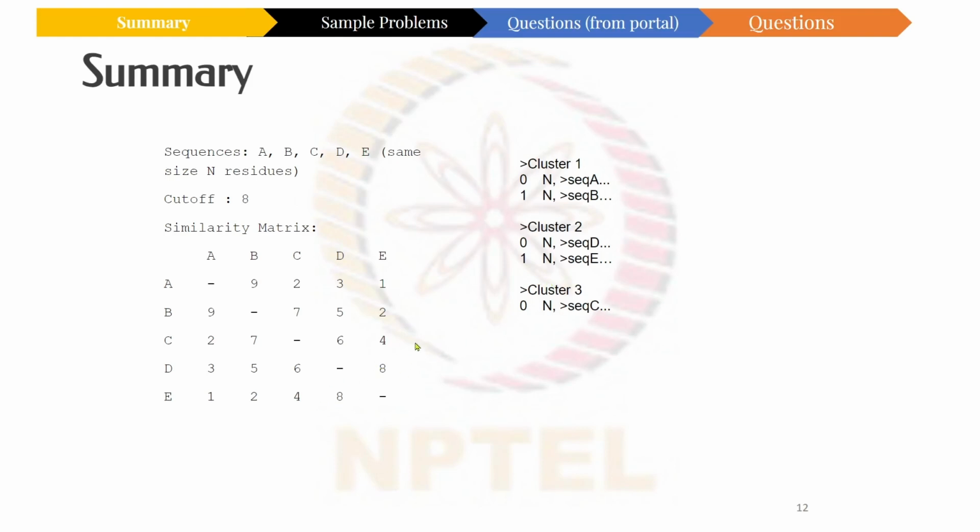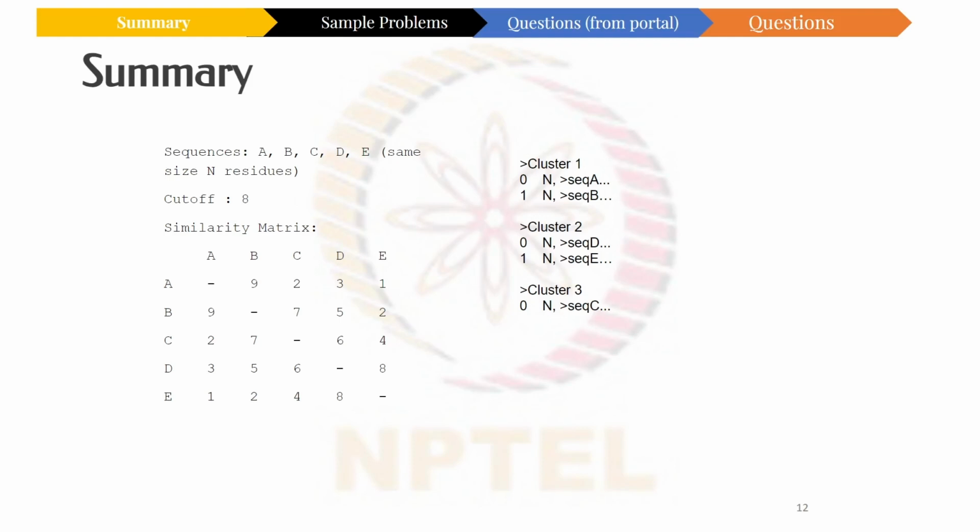Finally, since D and E share a similarity of 8, they have been clustered. So finally, this similarity matrix between sequences A, B, C, D and E gives us 3 clusters. These clusters are an output file which we can see in output.fasta, which will contain the clustered sequences.